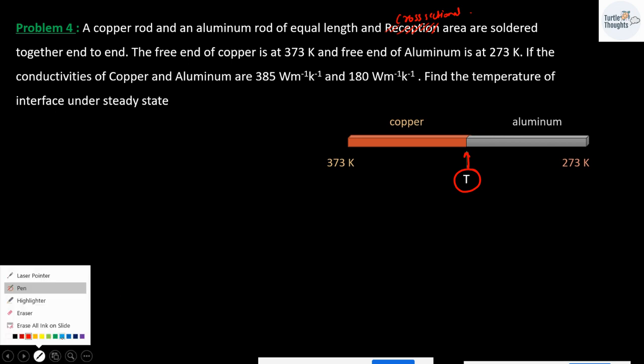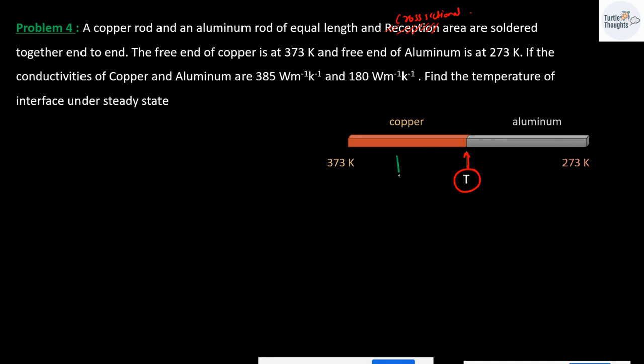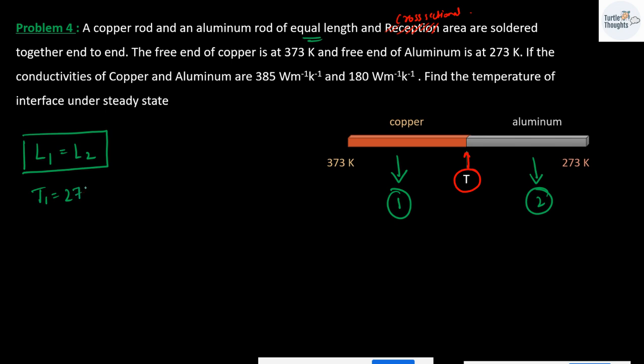Now let me take this as 1 and this as 2. Object 1 and object 2, they have given equal length, right? So I can write length 1 is going to be equal to length 2. I will be starting with this, right? Next, the temperatures are given. T1 is going to be 273 Kelvin. T2 is going to be equal to 373 Kelvin. The temperatures are also taken down.